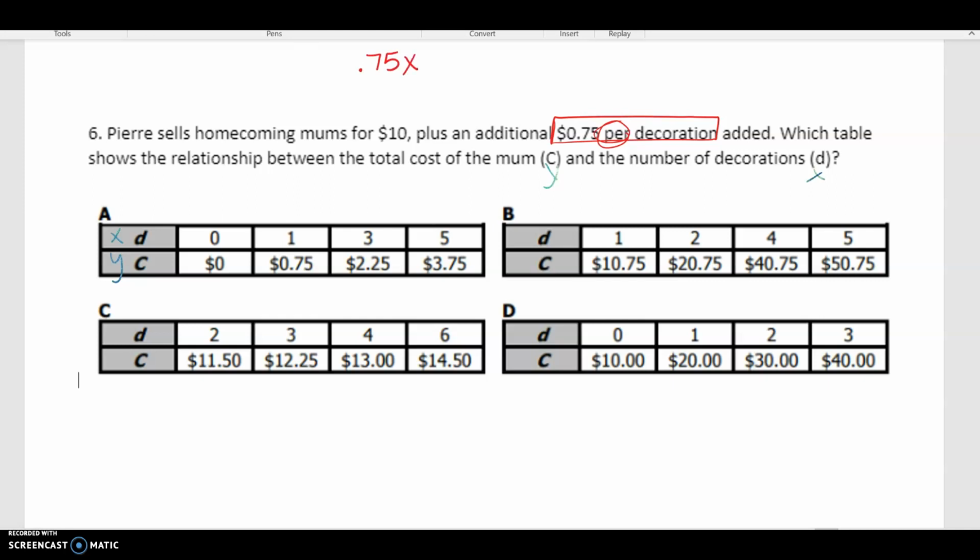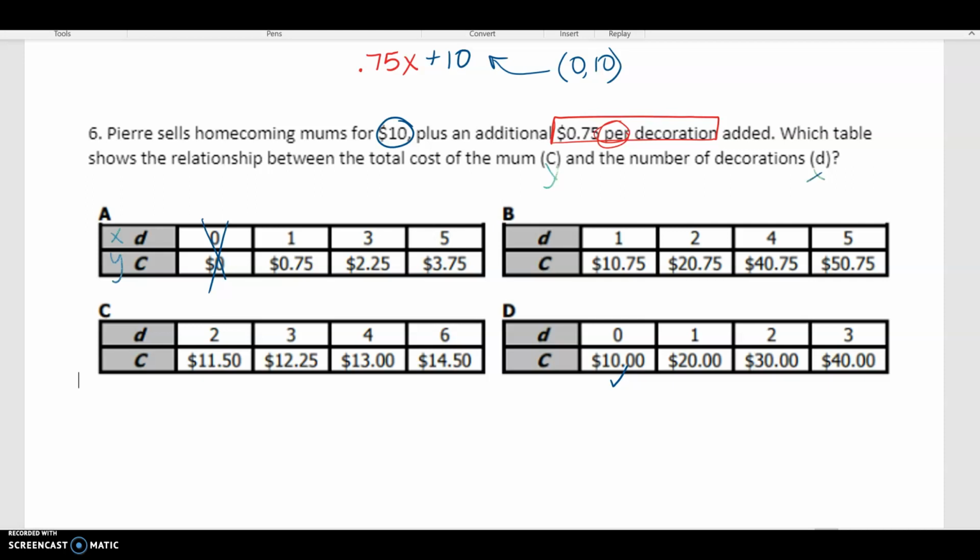And then I have this $10. Well, that's just a one-time price. That's an initial fee essentially, right? So we're adding $10 no matter what. So that means that my 10 is my y-intercept. So I'm looking for one with a value of 0, 10. This has 0, 0. Nope. This has 1, 10.75. Okay. 0, 10, that looks good. 2, 11.50. Well, just because these don't have a 0 doesn't mean I can eliminate it.